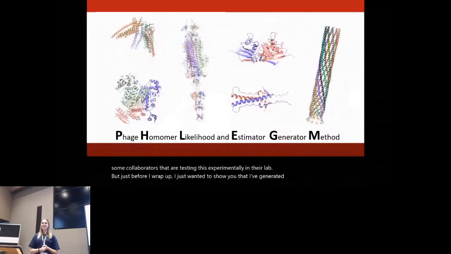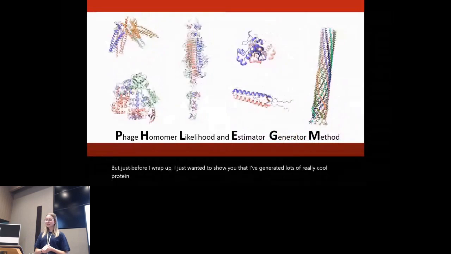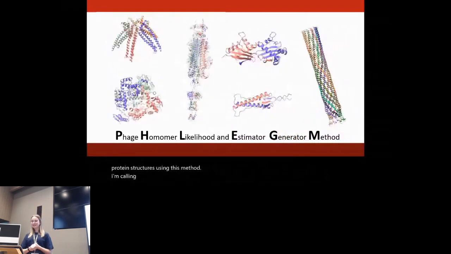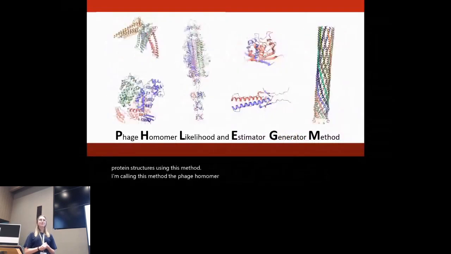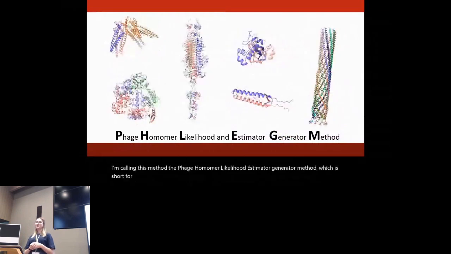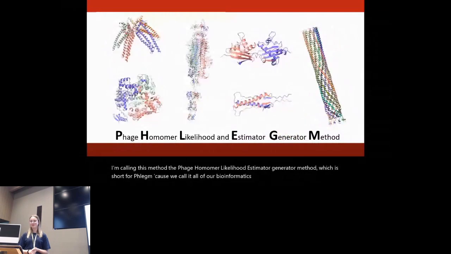But just before I wrap up, I just wanted to show you that I've generated lots of really cool protein structures using this method. And I'm calling this method the phage homomer likelihood estimated generator method, which is short for PHLEM, because we call all of our bioinformatics tools words starting with PH in my field.